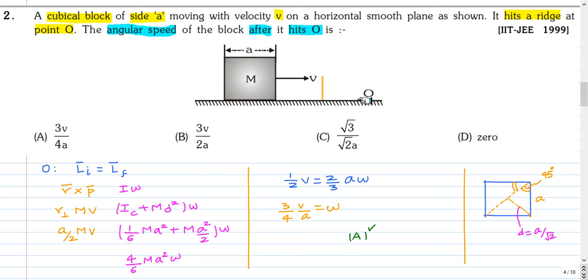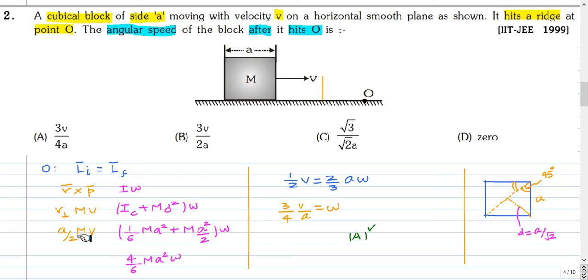So the moment of inertia of this block about point O is the moment of inertia about the center of mass plus the mass into this distance squared. Let's say this distance is d, and it is related to the side of the square as a by root 2, because it forms a right angle triangle of 45 degrees. The moment of inertia about the center of mass is 1/6 ma square. This is a standard result of a cubical block, which is the same as a square plate. So using this result and the relation d equal to a by root 2, simplifying we get this expression.